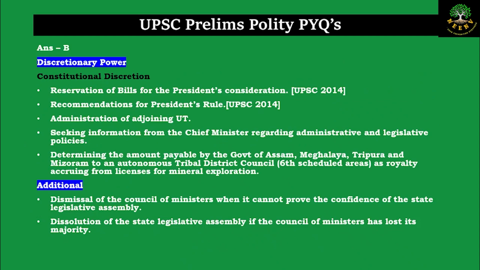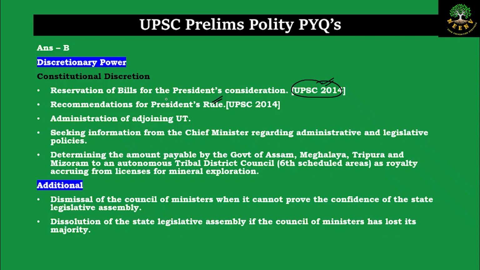When we talk about the discretionary powers of the governor, that is, he has a choice in using or not using these powers. The constitutional discretionary powers are reservation of the bills for the President's consideration. So this was a question in UPSC 2014. Again, recommendations for the President's rule. This is the question of 2014.